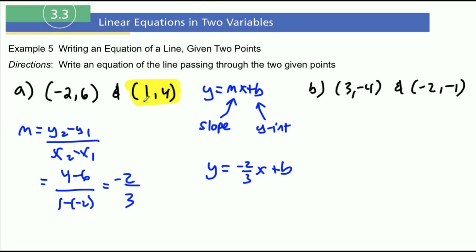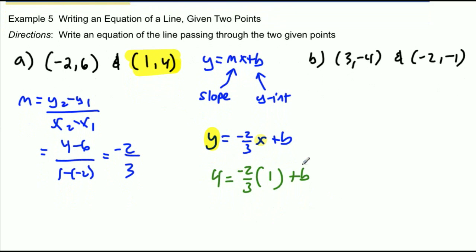If I choose this one, I'm going to plug in 1 for x and 4 for y, because this x and this y are going to be on this line, and then I only have one variable to solve for, which is b. So I'm going to solve this by substitution. Instead of y, I put 4 equals negative 2/3 times x, which is 1, plus b. I took the point 1, 4 and plugged in 1 for x and 4 for y.